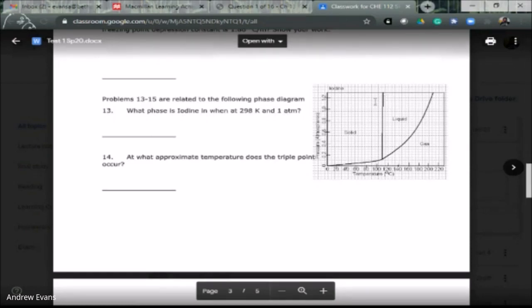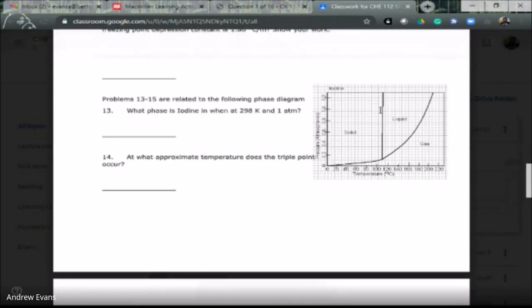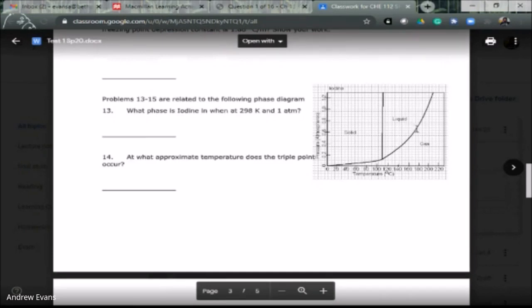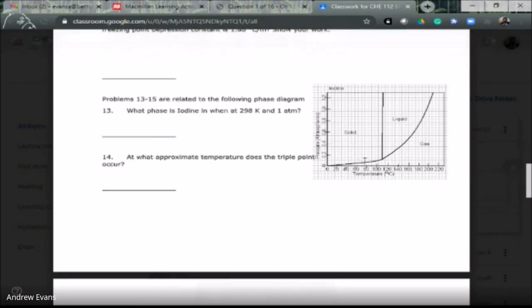Going from solid to liquid, we would have melting or fusion. Liquid to gas, we're looking at vaporization, condensation. Solid to gas, we'd be looking at sublimation and deposition. So anything that could be asked, what phase would it be at this point? Or what transition would it be at this point?